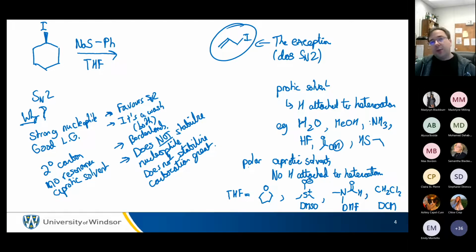Whereas protic solvents, you have a really strong hydrogen bond. That hydrogen is drifting off, right? Like in water, the hydrogen is always coming on and off water. It's just really promiscuous. Whereas in THF, the hydrogens are not coming off the carbons.